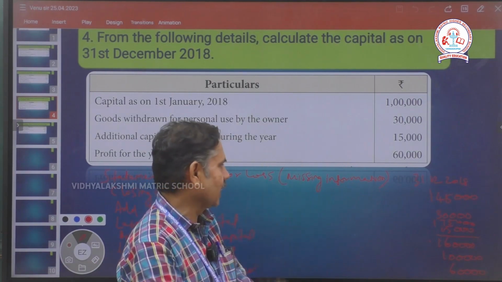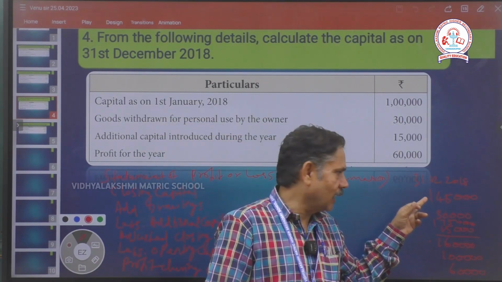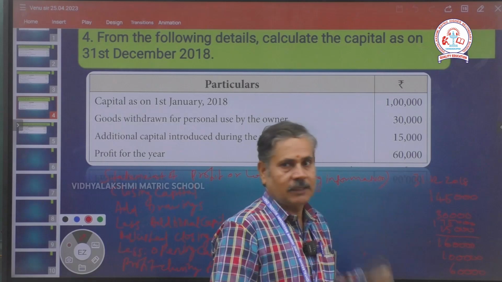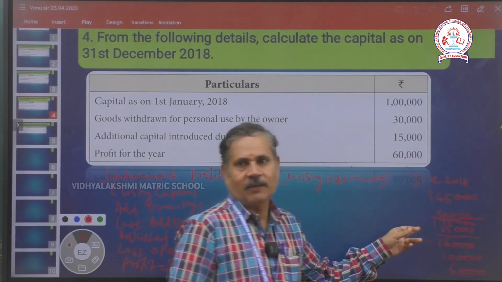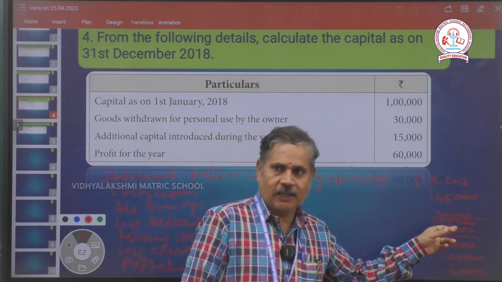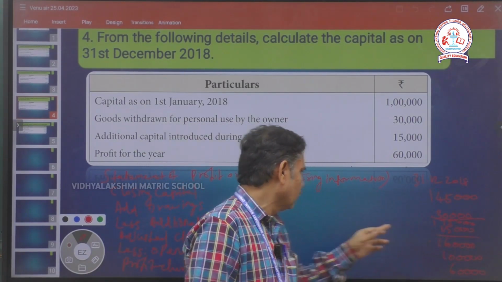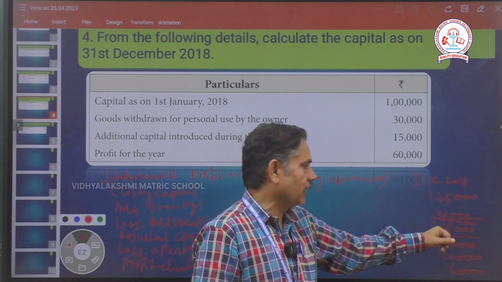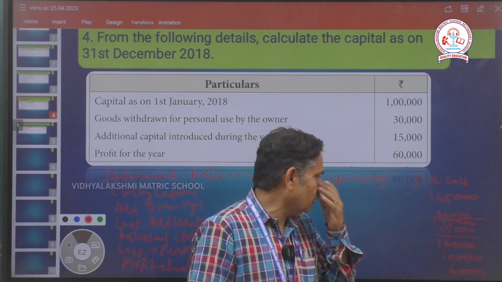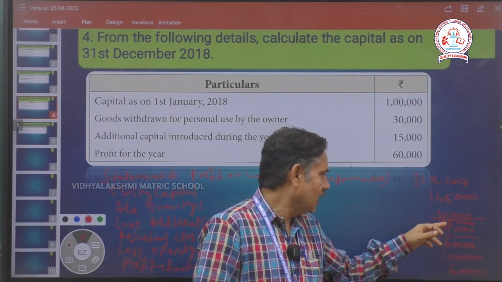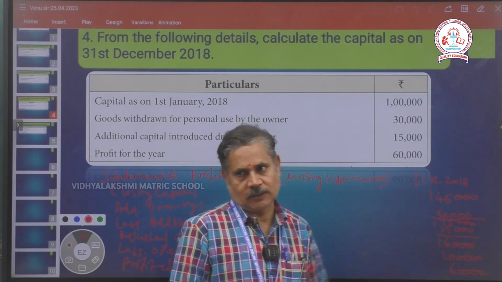You can check it once again. See, closing capital 1,45,000 plus 30,000, add drawing. So what is the total here? 1,75,000. So 1,75,000 after deduction for our additional capital 15,000. So we can add 1,45,000 plus 30,000, 1,75,000 less 15, remaining 1,60,000.